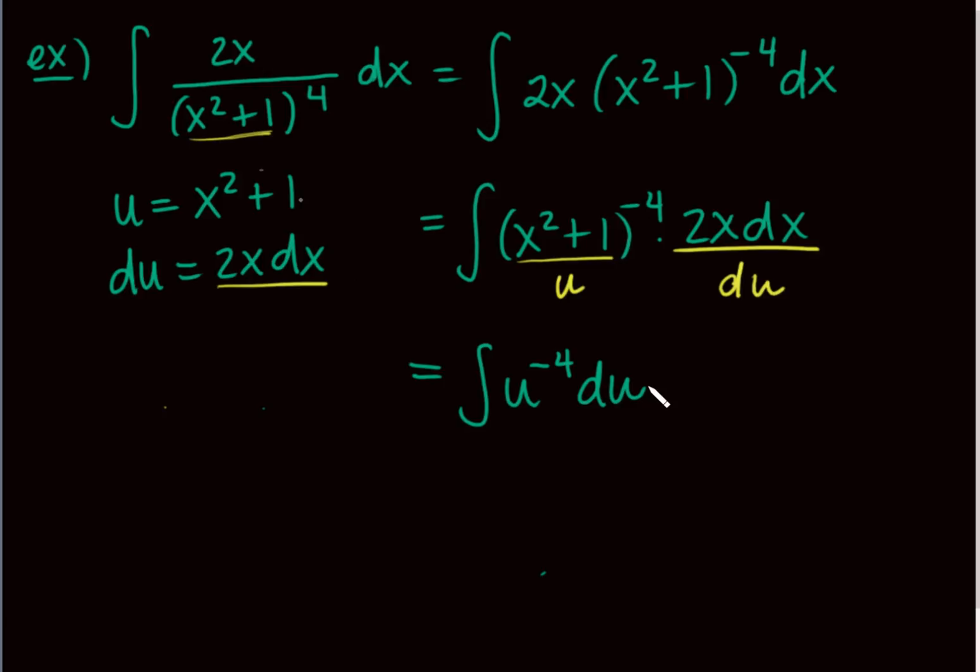All right, so look at what we have. I have u to the negative 4 du. Am I able to integrate that? I am. I can use the power rule, right? So I'm going to add 1. That would be negative 3 and divide by it, plus c.